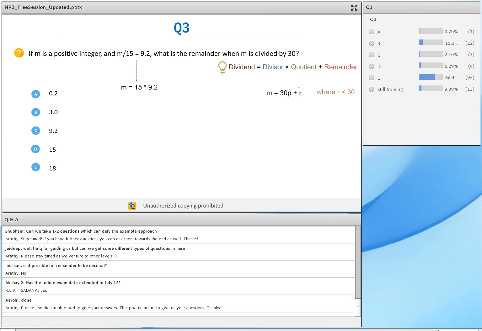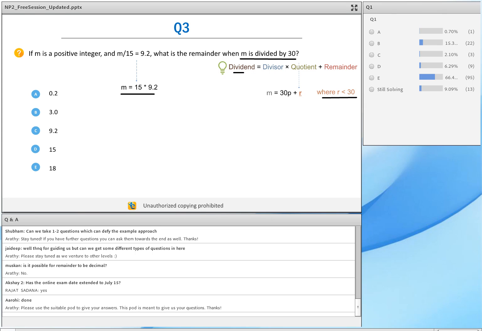So again, same equation. We're going to continue to harp upon this equation till the end of this, the challenging questions that you saw, that we solved using this equation as well. So what's the equation? My dividend is divisor times quotient plus remainder. And what the question asks me is, what's the remainder when m is divided by 30? And remember, what it means is that the remainder has to be greater than or equal to 0 and less than 30.